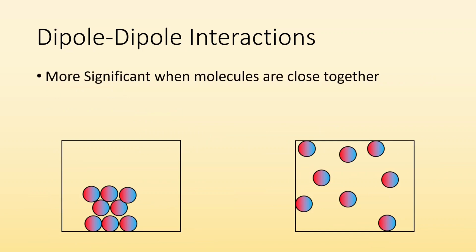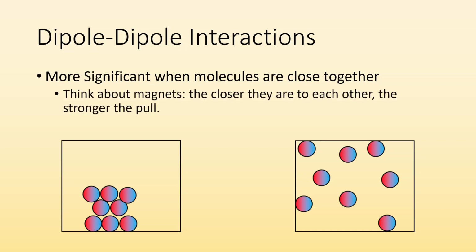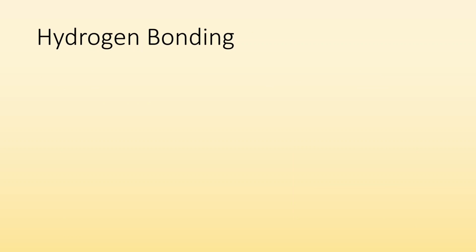Right? So again, these attractions are also more significant the closer together those molecules are. So just like magnets, like I was saying before, the closer they are, the stronger that attraction is. So the attraction is going to be the strongest in the solid phase when they're really close together.